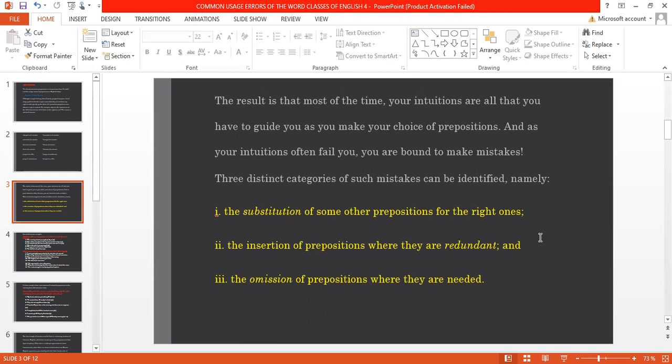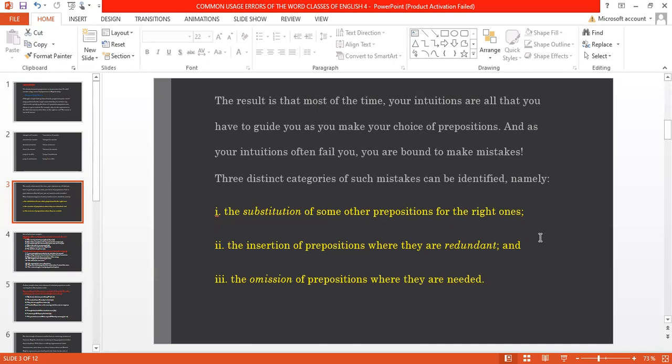By redundancy, we mean a preposition is not expected to be there, then you insert a preposition there, okay? Or where a preposition is meant to be absent, you insert a preposition. Where a preposition is meant to be present, you delete it. Number 3 is the omission of prepositions where they are needed.